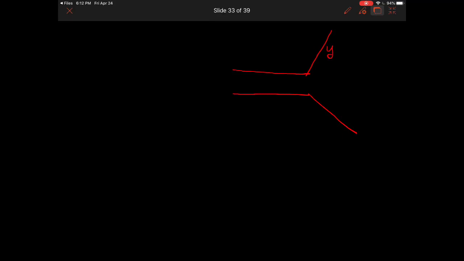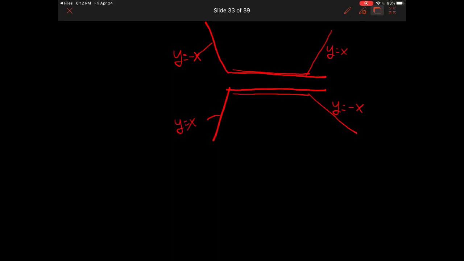Now this one was y equals x. What about this one? y equals minus x. What about the long put? It should be this one. What about the short put? It will be this one. This is y equals minus x. What about this one? y equals x.